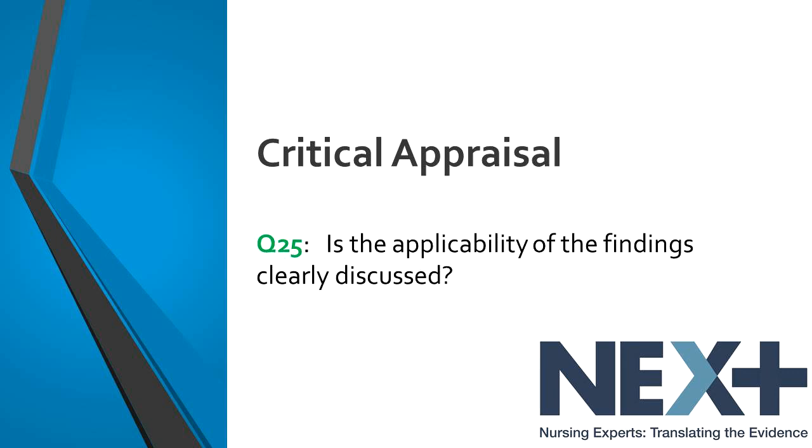In this module, we will be discussing question number 25. Is the applicability of the findings clearly discussed? Including the bullet points, do the authors discuss generalizability of the findings and clinical meaningfulness? Authors will typically provide this type of information in the discussion section of an article.